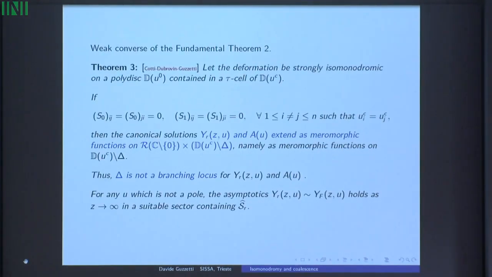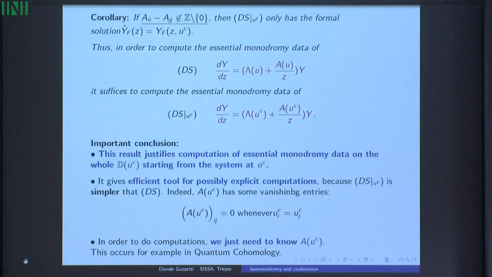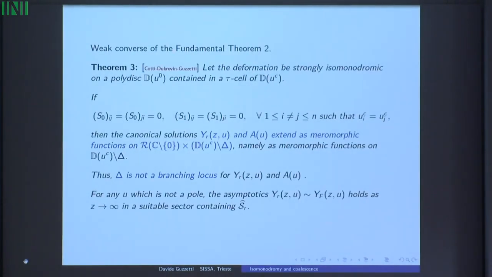Maybe I should mention that, just for completeness, there is also a converse of theorem 2 here. The converse is the following. Suppose now that we have a strongly isomonodromic deformation in a polydisk contained in a cell of the UC. So you remember the picture with the polydisk divided, and then there is a smaller polydisk inside the cell.